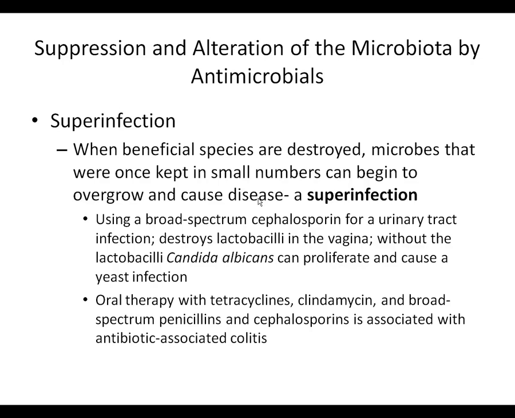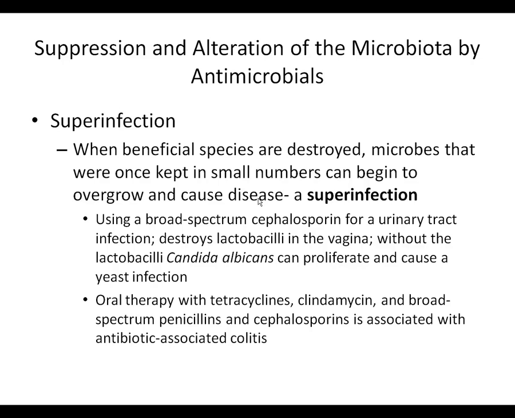When some of these beneficial species are destroyed, microbes that were once kept in very small numbers begin to overgrow in another area. And this is what is called a superinfection. Using a broad-spectrum antibiotic for a urinary tract infection destroys the bacteria called lactobacilli of the vaginal tract. And without these lactobacilli, Candida albicans can proliferate. They can grow out of control, and they cause a yeast infection. You can also have the same thing happening in the mouth with thrush.